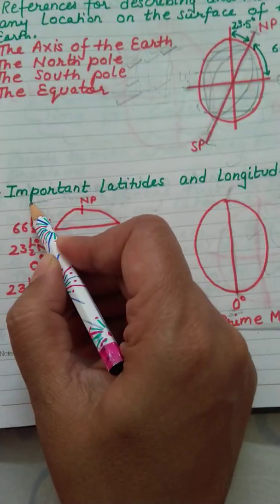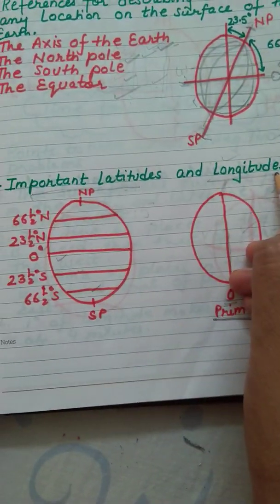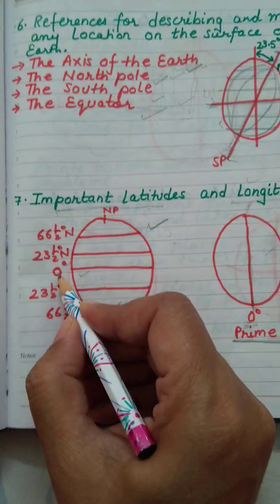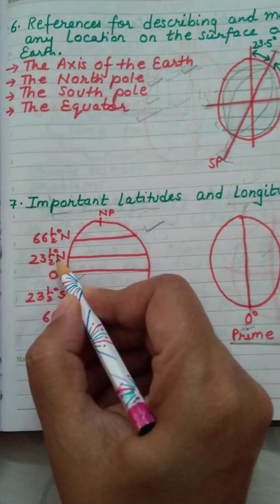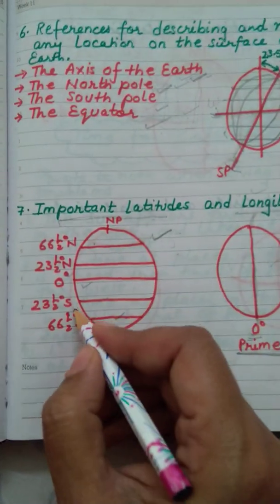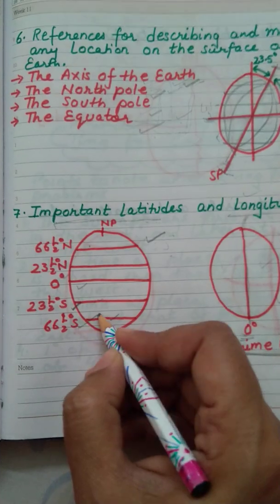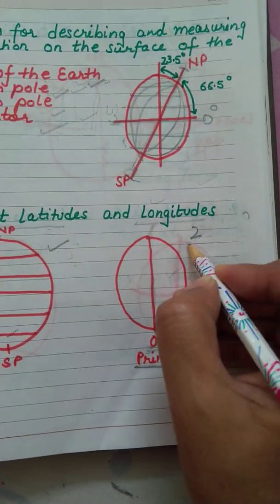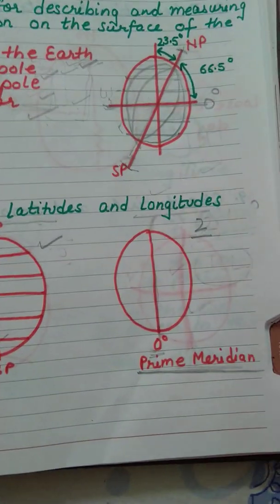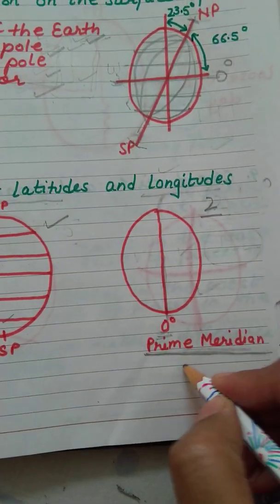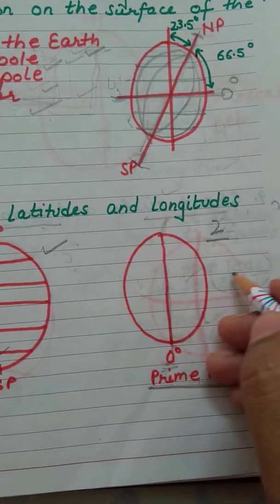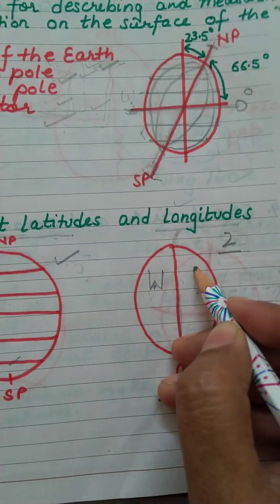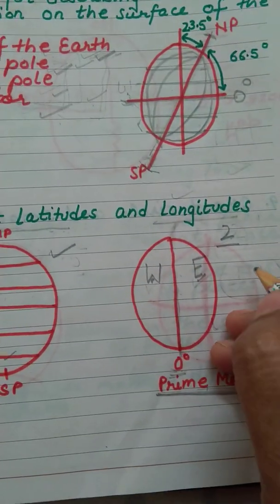Now next, important latitudes and longitudes. There are 5 important latitudes such as 0 degree equator, Tropic of Cancer, Arctic Circle, Tropic of Capricorn, Antarctic Circle. Next, there are 2 important longitudes. Number 1 important longitude is 0 degree prime meridian. 0 degree prime meridian divides Earth in 2 parts. This is Western Hemisphere and this one is Eastern Hemisphere.